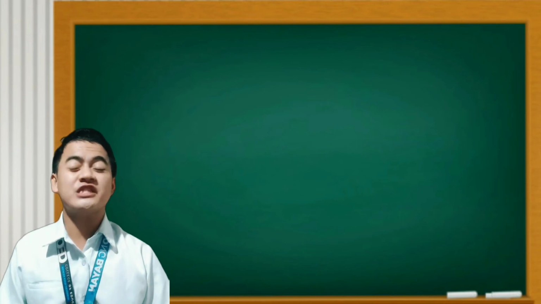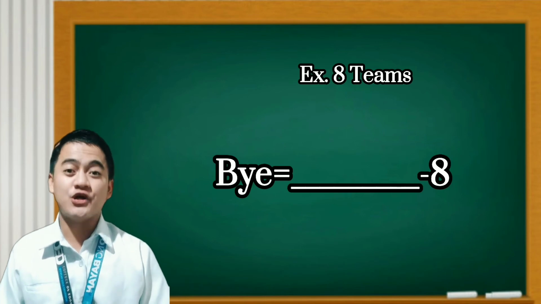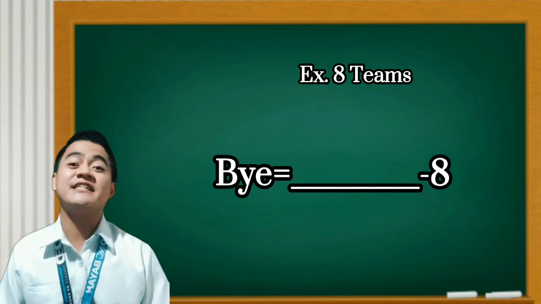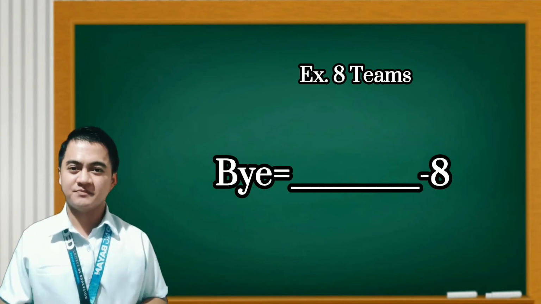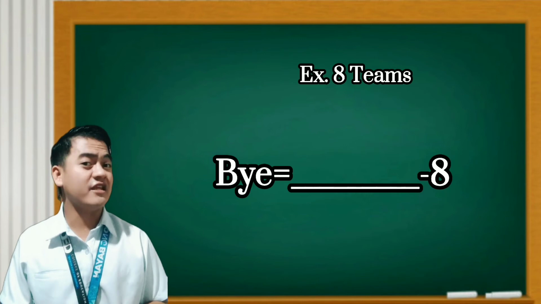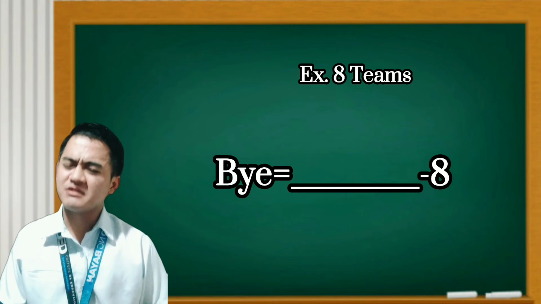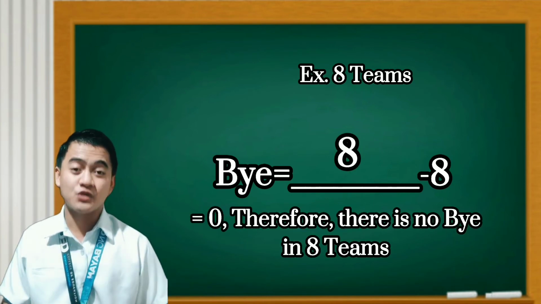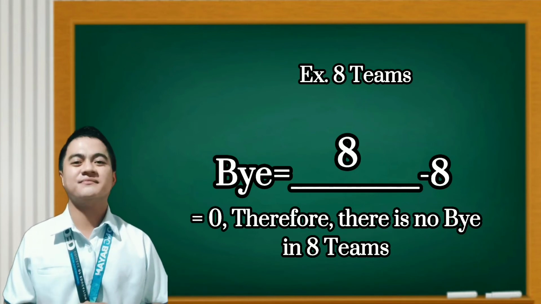Now, we will use the first example. Bye equals blank minus 8, the number of teams. So the question is, which power of 2 is exactly the same as or near to the number of teams? Anyone from the class? Yes, Naro, what do you think the answer is? Your answer is 8, so you got a correct answer. So 8 minus 8 equals 0. Therefore, there is no bye or byes in 8 teams.